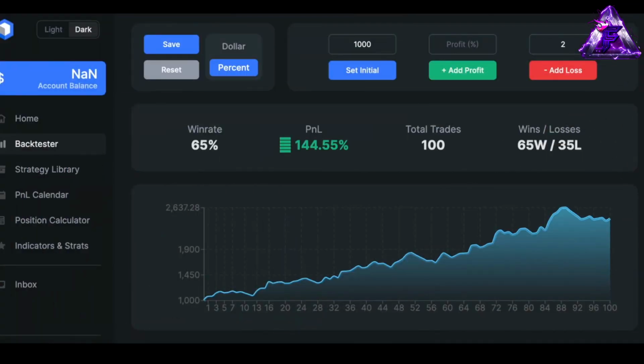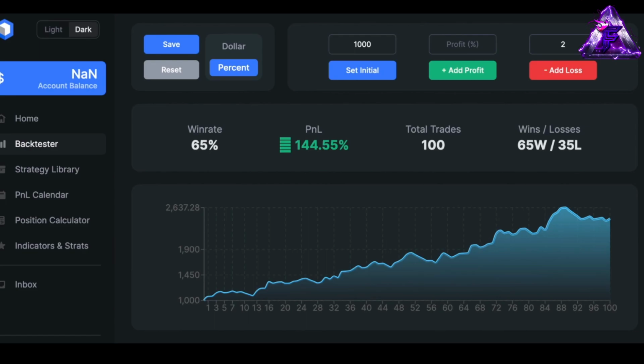Okay, so I finished my backtesting, and as we can see, the results are absolutely amazing. Our win rate is 65%, and we increased our account size by 144.55%. It also took me around 6 weeks to find all of these setups.